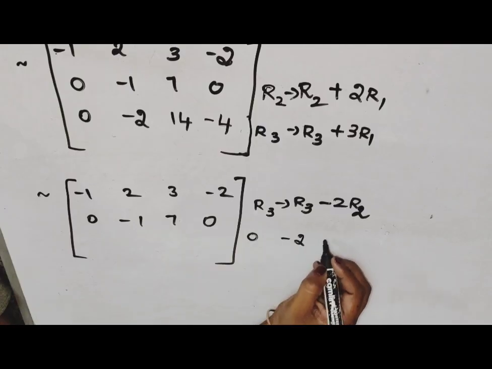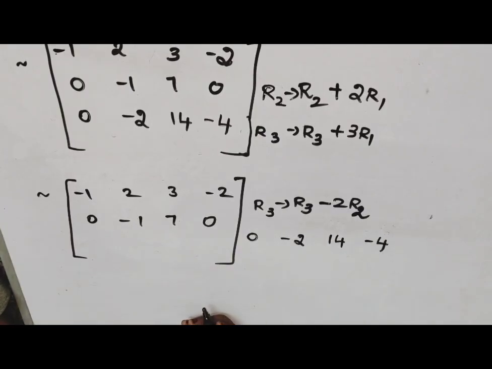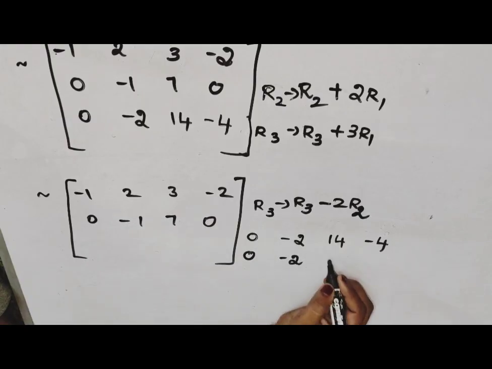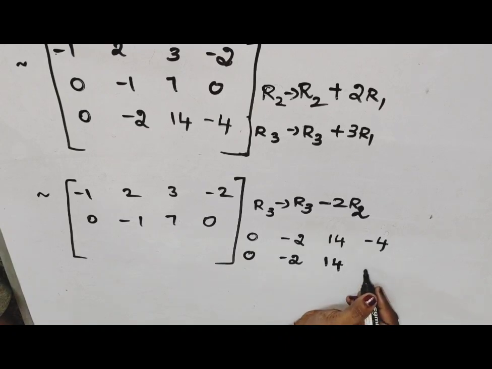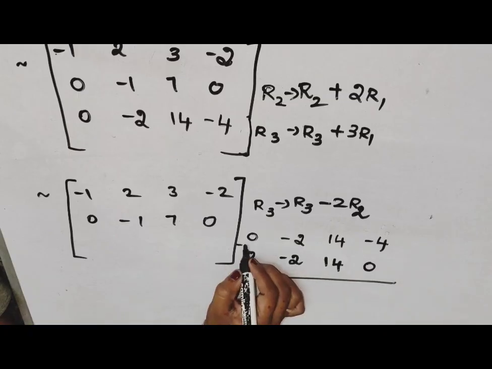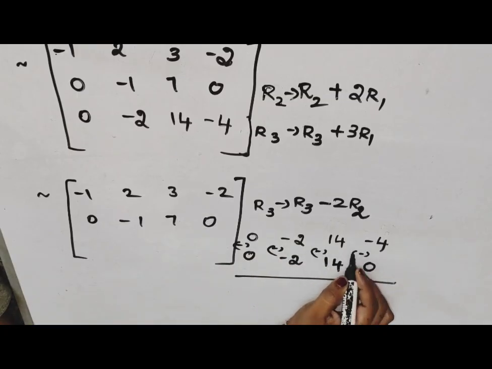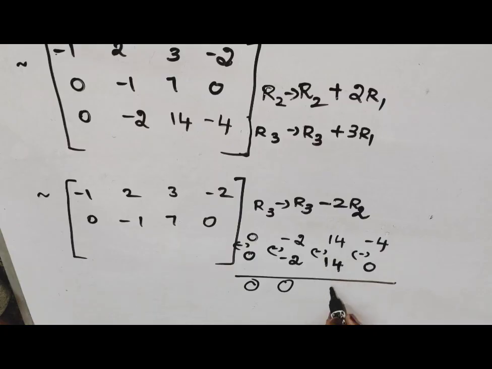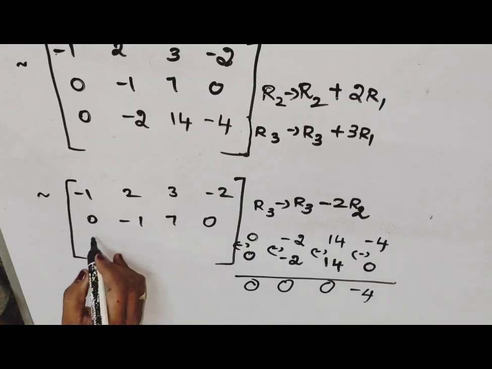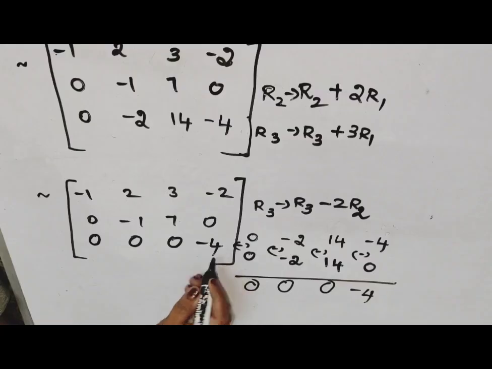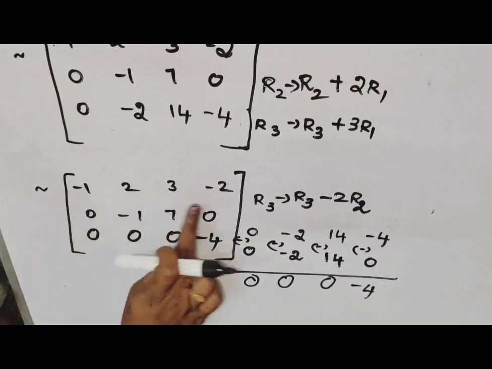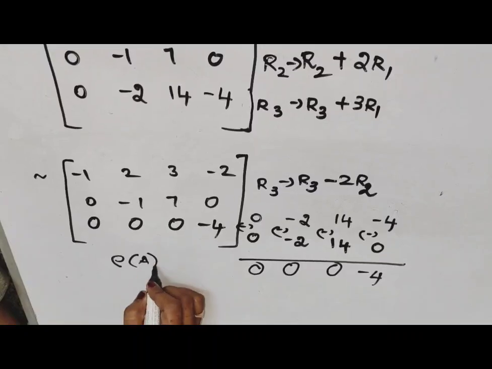R3 is 0 minus 2 14 minus 4. Second row I will multiply with 2. 2 into 0 is 0, 2 into minus 1 is minus 2, 2 into 7 is 14, 2 into 0 is 0, and we have one more minus in between. So this will become 0, 14 minus 14 is 0, and this is minus 4. So 0 0 0 minus 4. This place also has become 0, but here we do have a non-zero element, which is nothing but minus 4. So in this matrix we have 3 non-zero rows, 1, 2, 3. Therefore the rank of the matrix is 3.